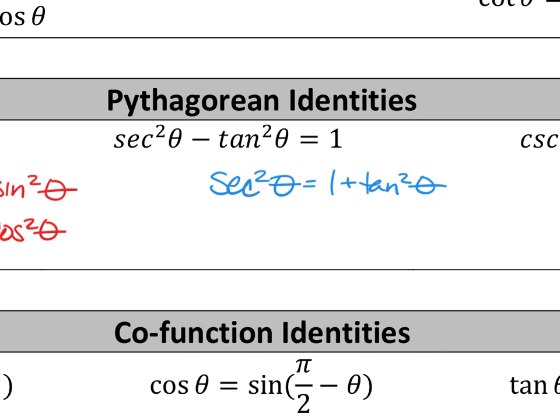Okay, but what if I wanted it to be solved for tangent squared of theta? And I'm looking specifically at this one because it's one of the intermediate steps to solve. If I wanted it to just say tangent squared of theta equals, what would I have to subtract?